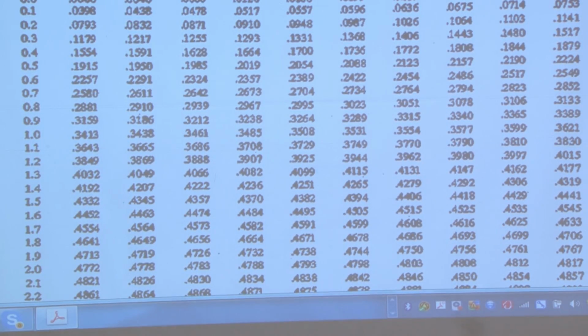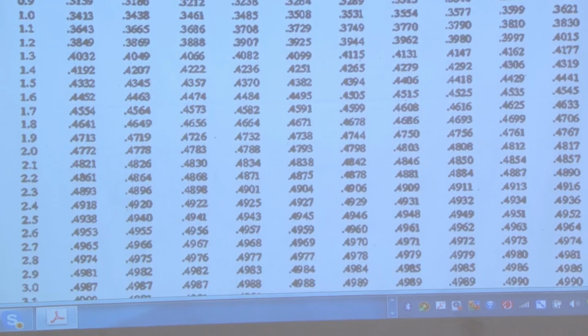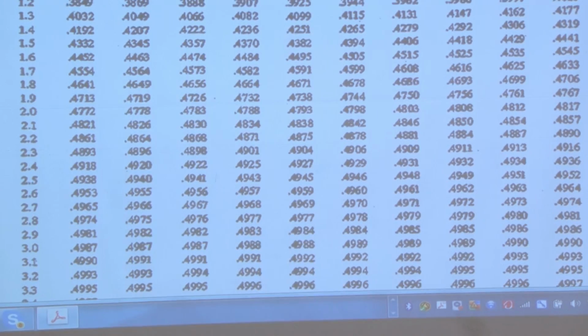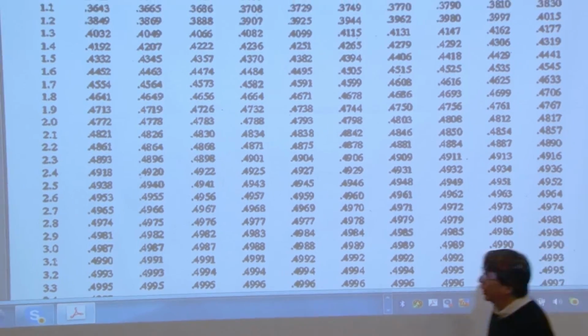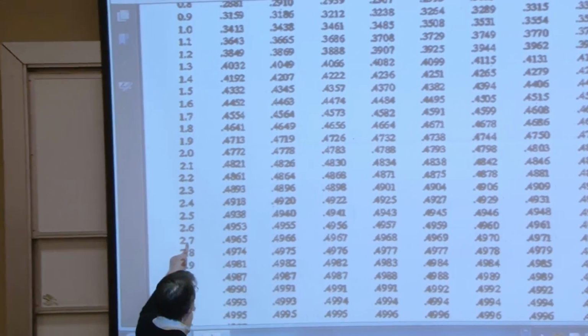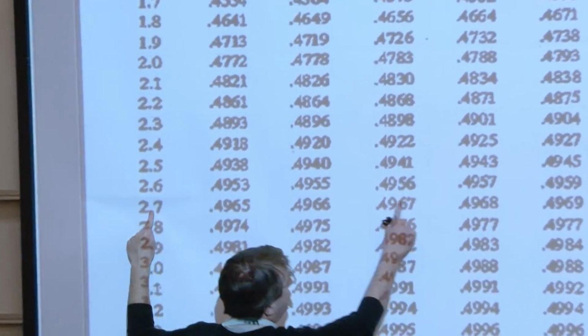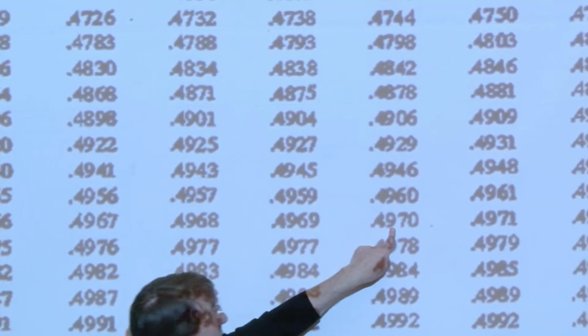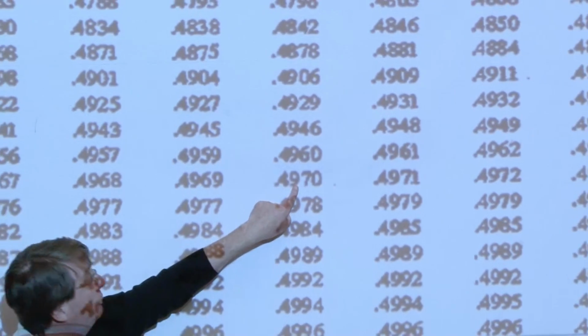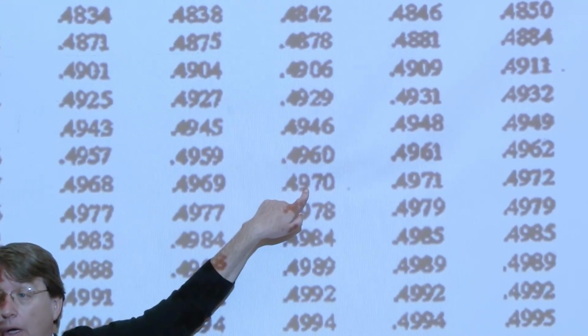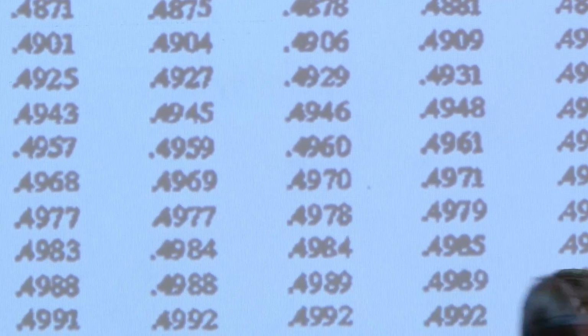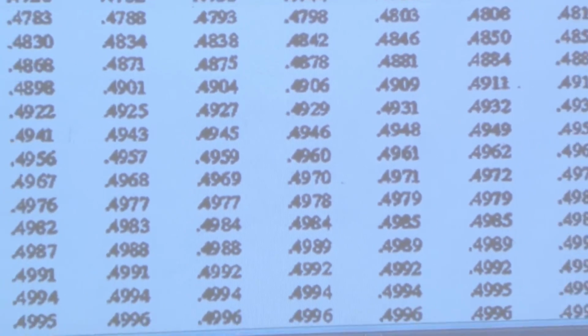I'm looking up 2.75. So let's go to the z-table to make sure we are okay. All right, 2.75. I got to go a little lower. All right, here is 2.7. And then this is 0, 1, 2, 3, 4, 5. It should be what I have in my notes, 0.4970. Okay? Now, what do I do? Multiply that by 2, and I got the answer.